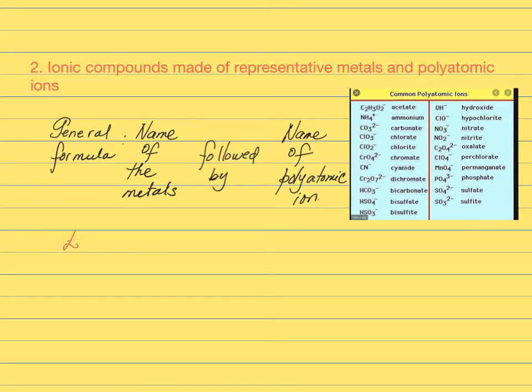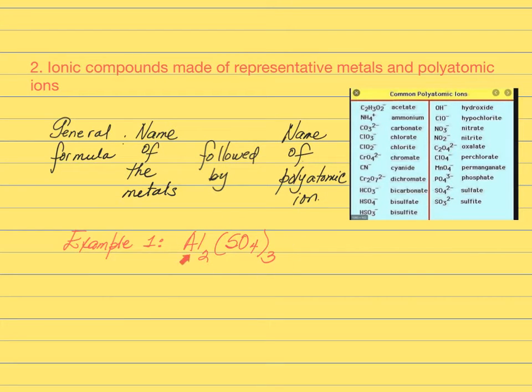So we're going to start here with the first example. Example number 1. Remember that I'm talking about metals that are in group 1, 2, or 13, or 1A, 2A, and 3A. I know that the formula is big and looks scary, but you'll see that it's easy to name. So over here, that's just your first analysis.